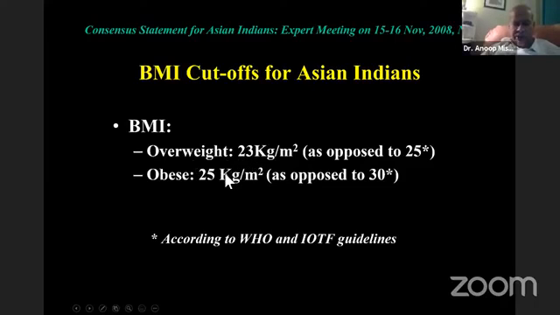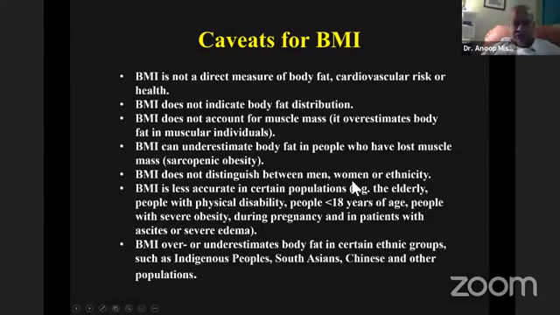So in 2000, coming back to the story, we fixed the BMI definition for overweight as 23 and obese as 25, as opposed to 25 and 30. But the story, as has been mentioned earlier, does not end here.